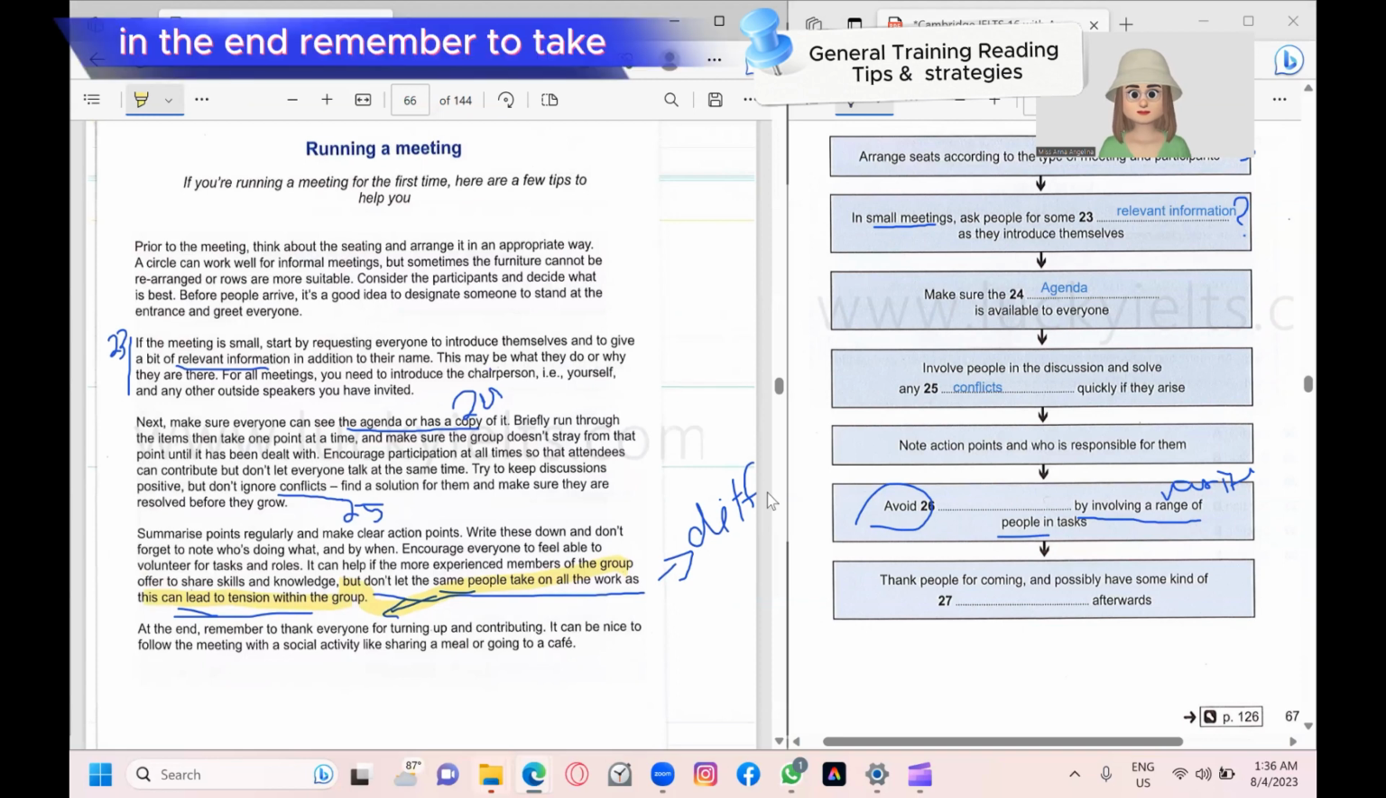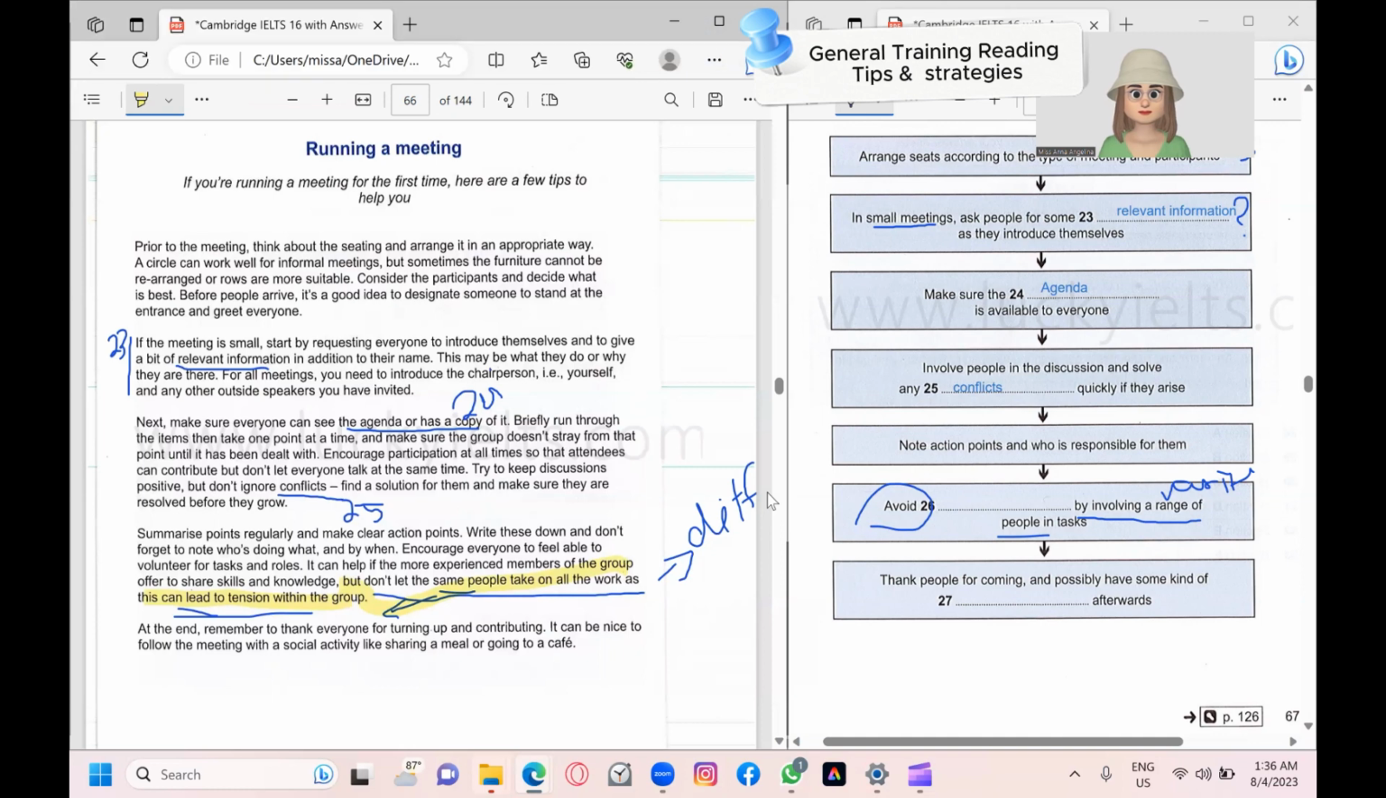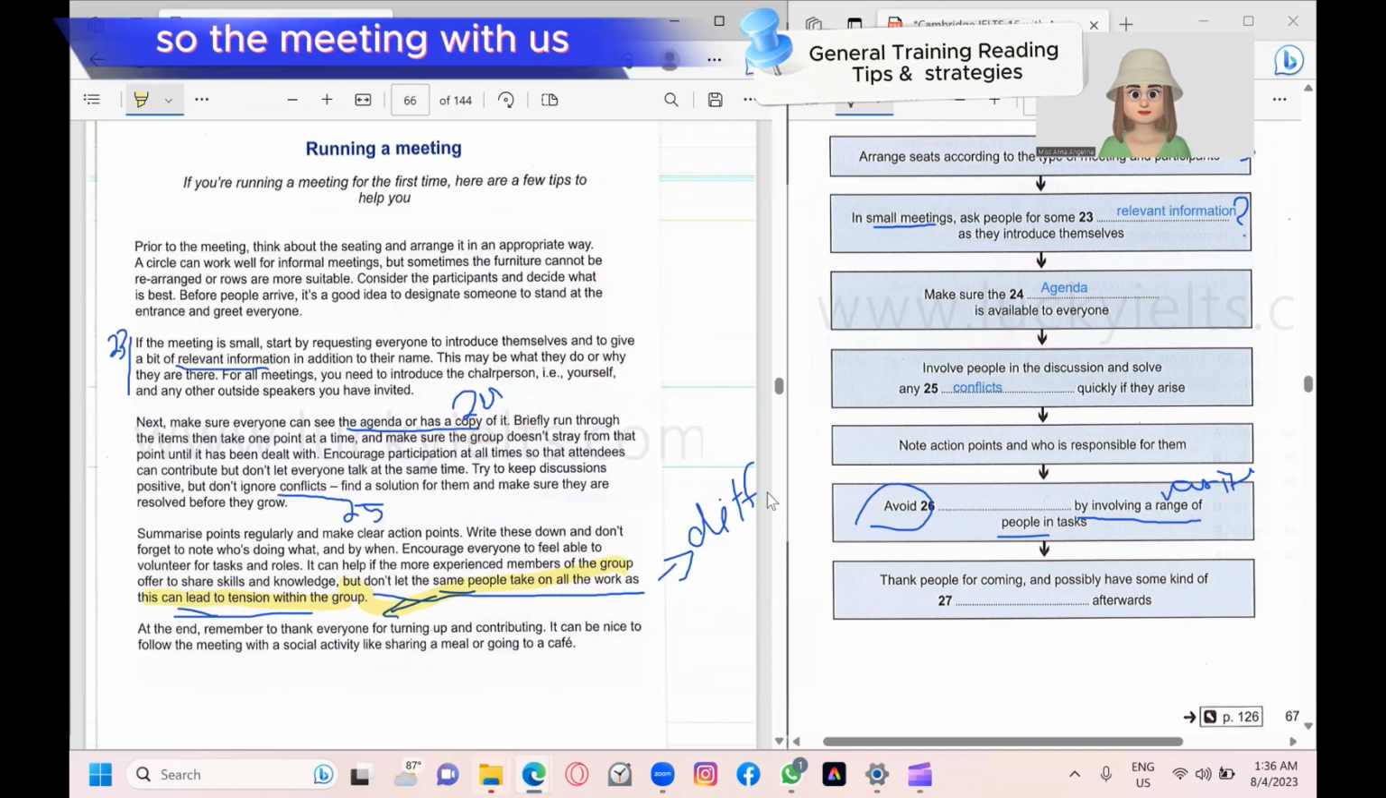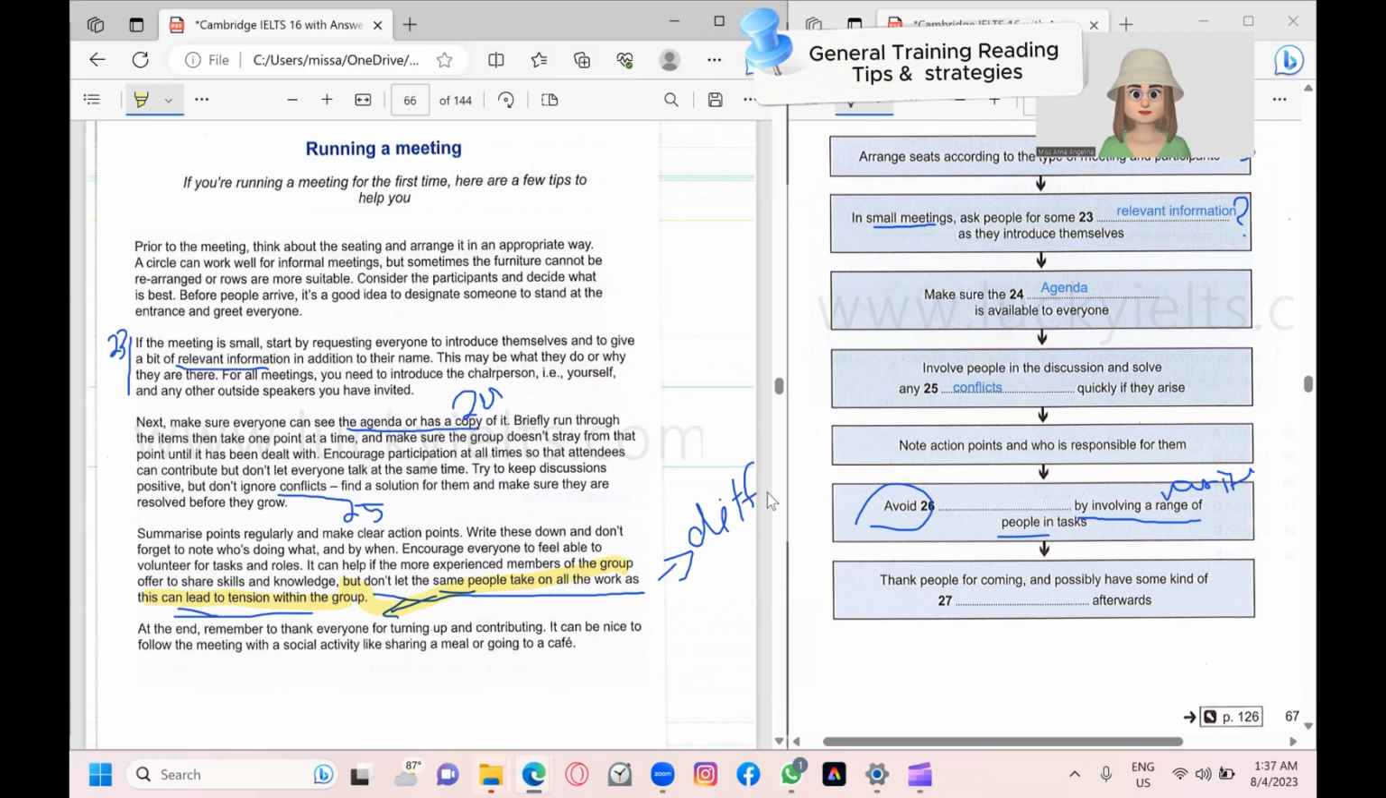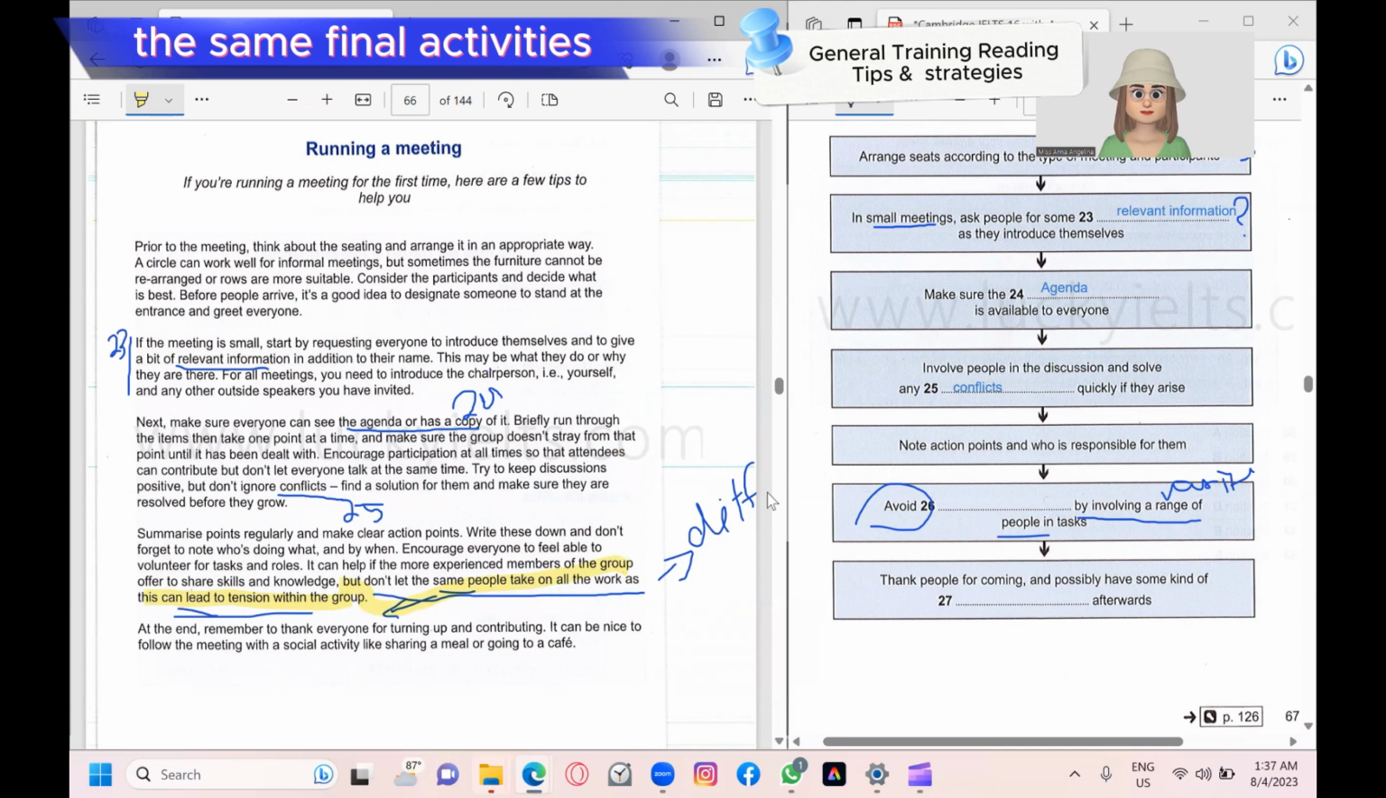In the end, remember to thank everyone for turning up and contributing. It can be nice to follow the meeting with a social activity like sharing a meal and going to a cafe. Same kind of activities.